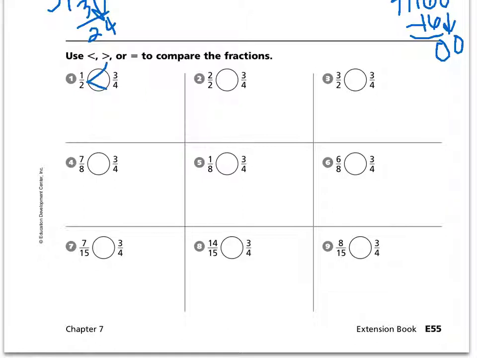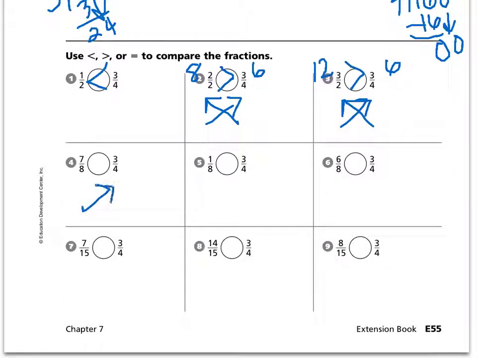Remember to keep your work. I know 2, and I'm going to cross, times 3 is 6, and then 4 times 2 is going to be 8. I know that 2 over 2 is greater than 3/4. I also know that 2 over 2 equals 1. Do the same thing where I have 2 times 3 equals 6, and 4 times 3 equals 12. 3 over 2 is greater than 3/4. 8 times 3 is going to be 24, and 4 times 7 is going to be 28. 7/8 is greater than 3/4.